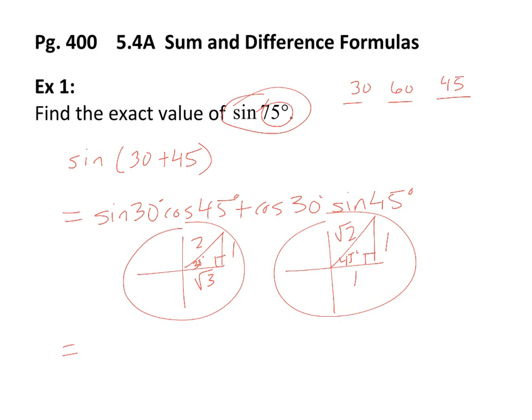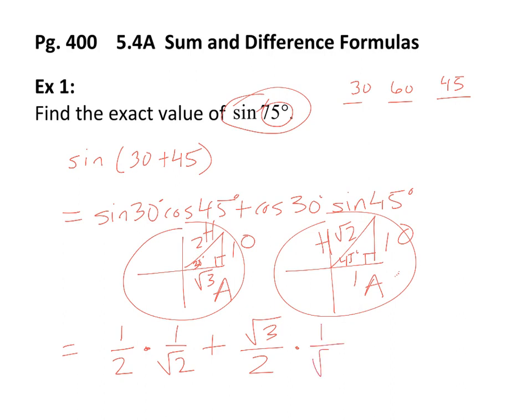So sine of 30 is, let's label all these sides here. All right, so sine of 30 is 1 over 2. Then we have times cosine of 45, adjacent over hypotenuse. Let's look at this triangle over here to the right, and we have 1 over square root of 2. Then we have plus cosine of 30, which is adjacent over hypotenuse. And then we have sine of 45, which is opposite over hypotenuse.